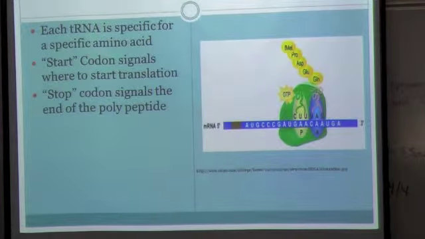Each tRNA is also highly specific for one specific amino acid. And there is a start codon, which tells you where to begin translating and making your protein. There's also a stop codon that will tell you that this is the end of the polypeptide, or the many units, which is basically a protein.